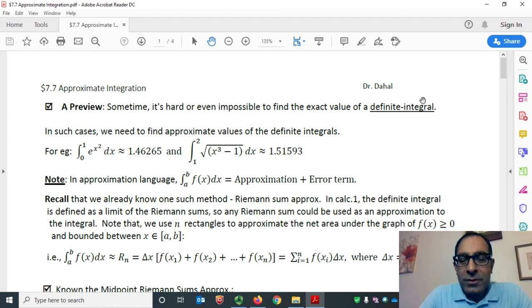First, quick preview. Sometimes it's hard or even impossible to find the exact value of a definite integral. In such cases, we need to find approximate values of the definite integrals.